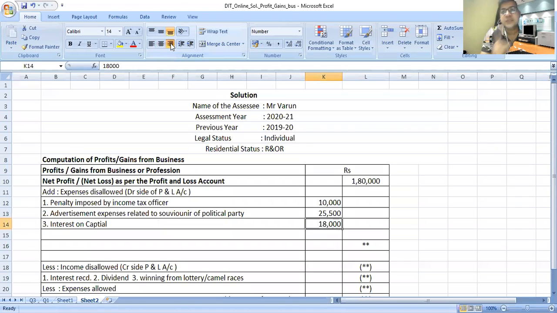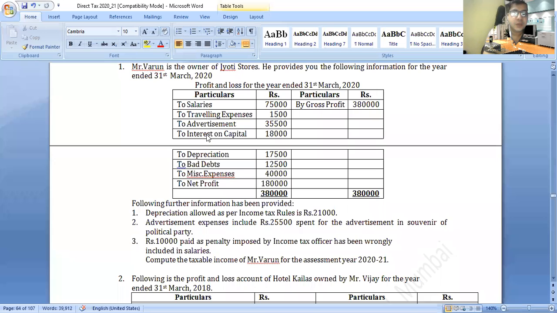If interest on loan is there in the debit side, it is considered as a business interest. If it is the interest on capital, it is a personal interest. Interest on loan, business interest. These things you have to keep in mind.